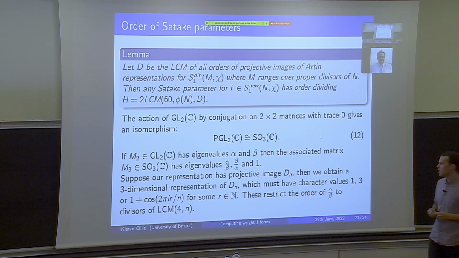So suppose we've got projective image Dn. This gives us a 3-dimensional representation of Dn, but we know what the character values of that can be. Let's say it's got character value 3. Then you're adding up 3 roots of unity to get 3. What can alpha over beta be? What can beta over alpha be? There's only a certain number of things. So we have the order of alpha over beta restricts to the LCM of 4 and n. And we can do similar reasoning with A4, A5, S4, and the end upshot is that everything must have order dividing this H.